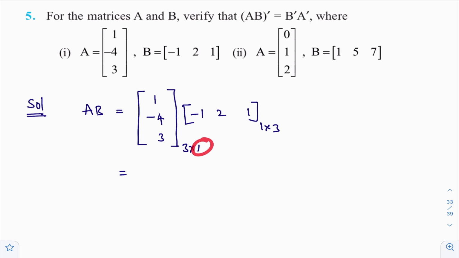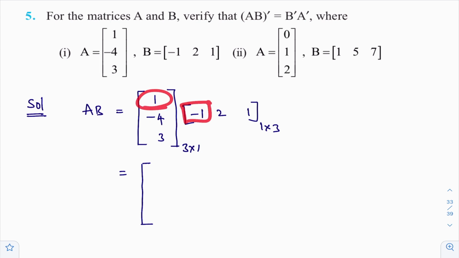Matrix multiplication is conformable or not? Number of columns in A is equal to number of rows in B. So matrix multiplication is conformable. After multiplying these two matrices, what will you get? You will get AB as a 3 by 3 matrix. Keep that in your mind. Okay. Now, how to multiply?